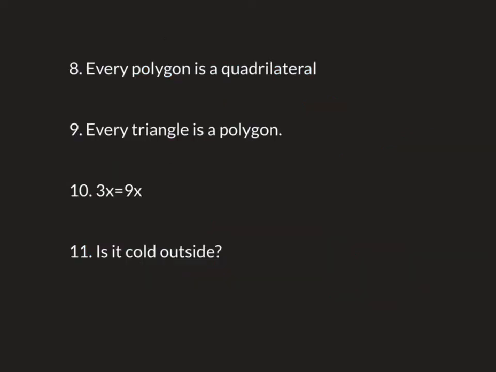All right, and then we jump down to number 8. So for 8 through 11, you had to state whether it was a true statement, false statement, or not a statement. So number 8, every polygon is a quadrilateral. That would be false, right? So it's a false statement because quadrilateral is a 4-sided polygon, and we obviously have some polygons that have more than 4 sides. Number 9 is every triangle is a polygon. So that would be true because in order to be a triangle, it has to be a polygon. Right? It has to have those 3 straight sides and be a closed curve.